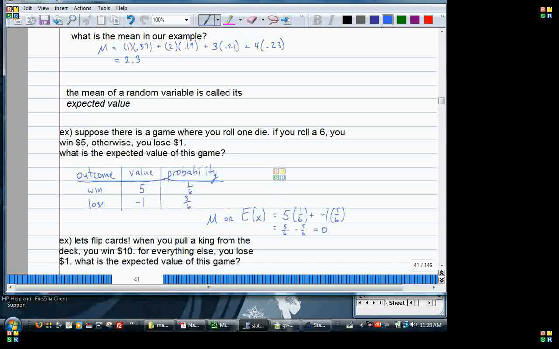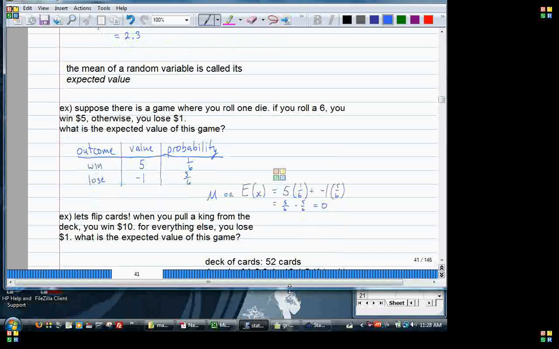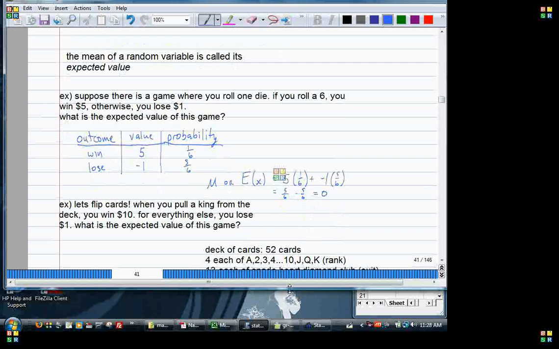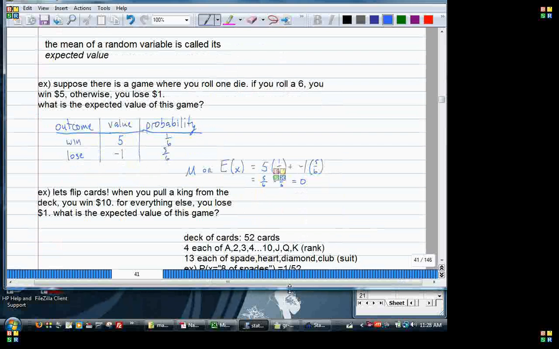All right. And then how many kings are there? 4? There are 52 cards. There are 4 each of ace, 2, 3, 4, 5, 6, 7, 8, 9, 10, jack, queen, king. And each of these is called a rank. Next, there are 13 each of the spade, heart, diamond, club. Each of those is called a suit.